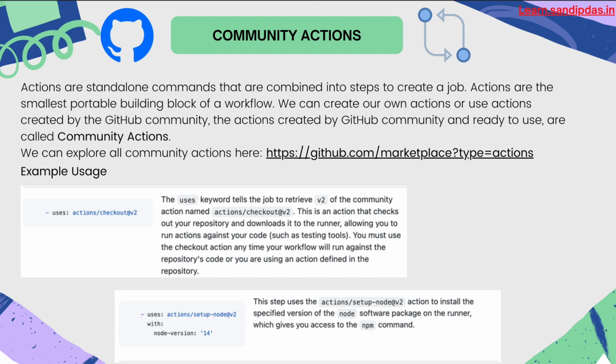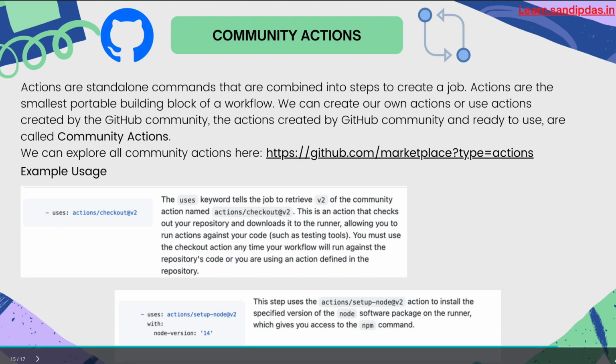Now let's learn about the community actions. So usually actions are standalone commands that are combined into steps to create a job, right? Actions are the smallest portable building block of a workflow. We can create our own actions or use actions created by the GitHub community. The ones that are created by the GitHub community and ready to use are called the community actions. We can explore all the community actions in this link.